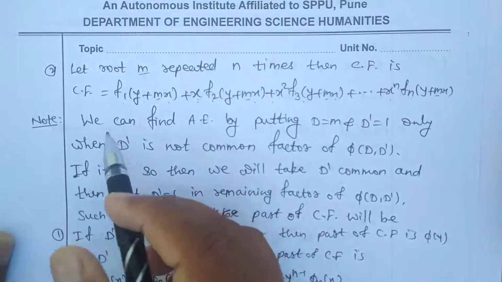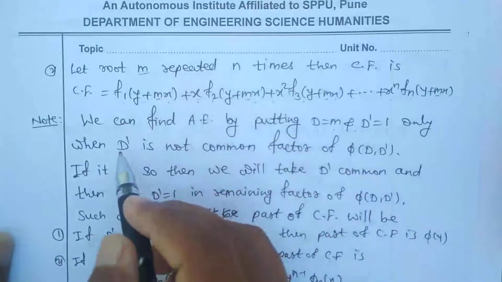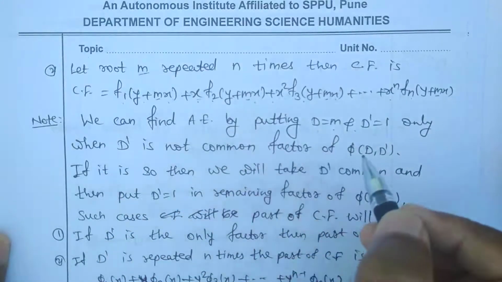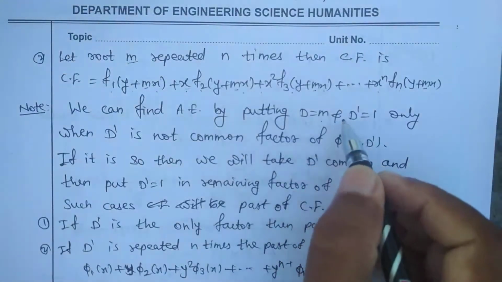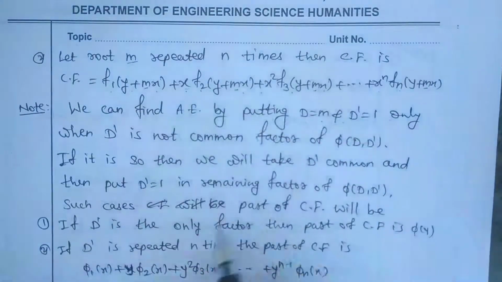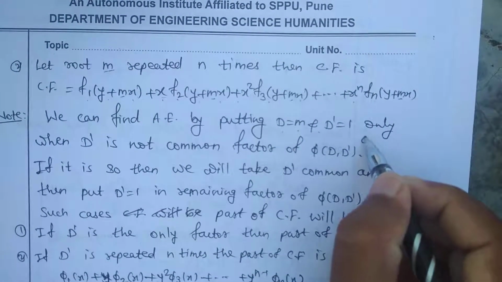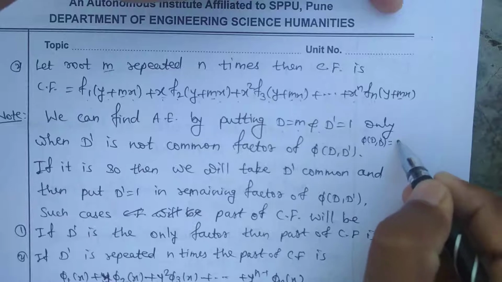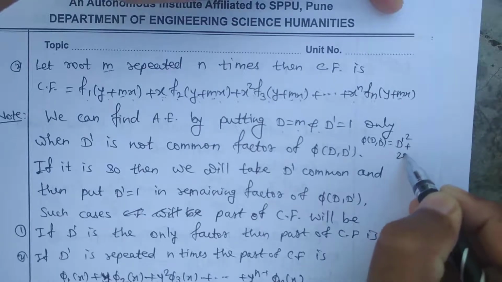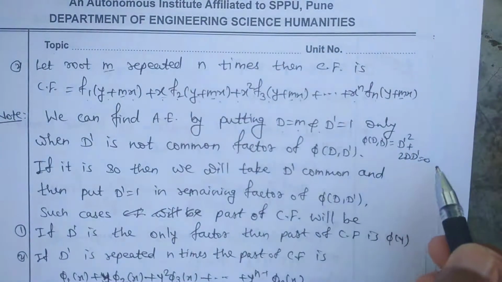Now note, we can find the auxiliary equation by putting D equals m and D dash equals 1 only when D dash is not a common factor of phi of D, D dash. That means we can use this method for finding the roots, that is D equals m and D dash equals 1, if D dash is not a common factor. Now what do you mean by D dash is not a common factor? Let's see, if the value of phi of D, D dash is equal to D dash square plus 2 times D into D dash equals 0.